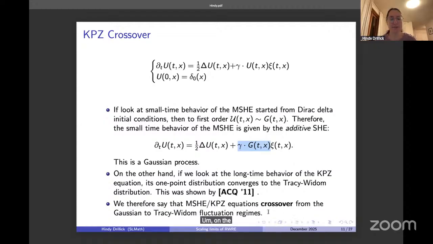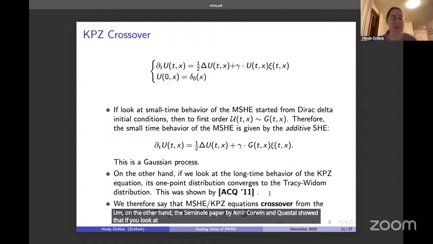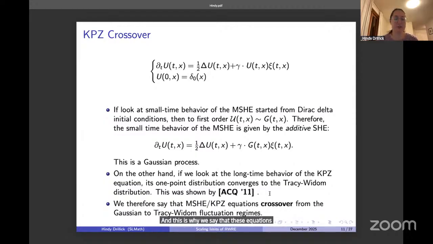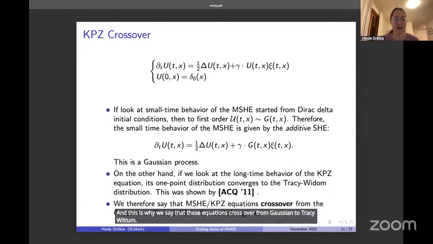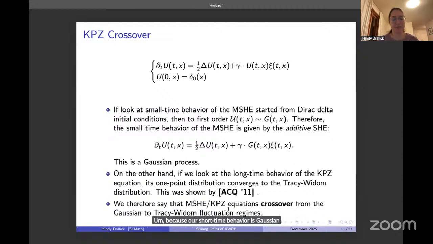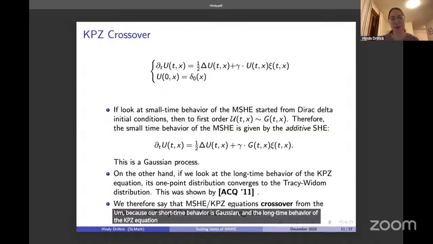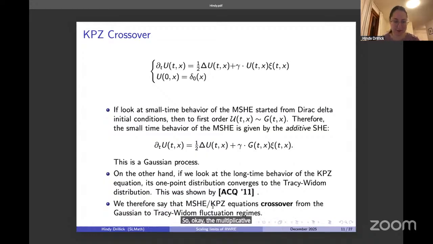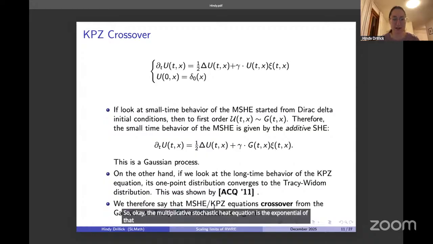On the other hand, the seminal paper by Amir, Corwin, and Quastel showed that if you look at the long time behavior of the KPZ equation, its 1-point distribution converges to the Tracy-Widom distribution under a certain scaling. And this is why we say that these equations cross over from Gaussian to Tracy-Widom. Because their short time behavior is Gaussian and the long time behavior of the KPZ equation is Tracy-Widom. So, okay, the multiplicative stochastic heat equation is the exponential of that, but essentially they cross over between these universality classes.